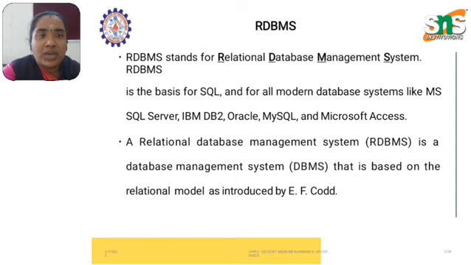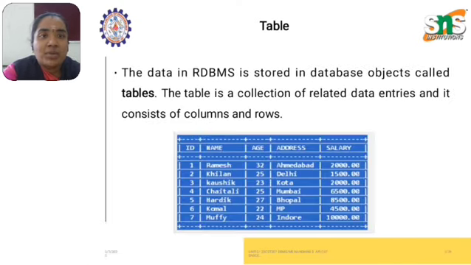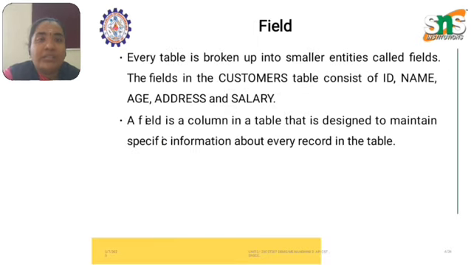A relational database management system is a database management system that is based on the relational model as introduced by E.F. Codd. A table is explained with the help of an example which consists of student ID, student name, age, address, and salary. The data in an RDBMS is stored in database objects called tables. A table is a collection of related data and it consists of columns and rows. In this, we have 7 members' details stored in the table, with the fields I explained earlier: ID, name, age, address, and salary.